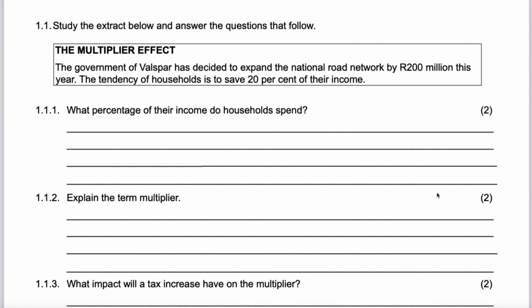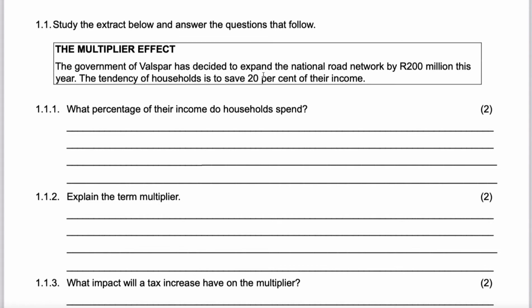So I believe that summary that I did definitely prepares you for this, because this is what you would encounter in the exam. Right, so study the extract below and answer the questions that follow. So let's go through the extract. It says the multiplier effect. The government of Valspar has decided to expand the national road network by 200 million this year. The tendency of households is to save 20% of their income.